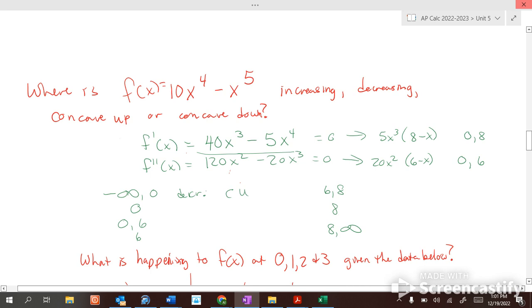We're going to skip over 0 for right now. From 0 to 6, what's an easy number? 1. Stick 1 into this, we get a positive. Stick 1 into this, we get a positive. So it's increasing, and it's still concave up. We'll skip over 6 for now. 6 should be a point of inflection. From 6 to 8, the easiest number is probably 7.